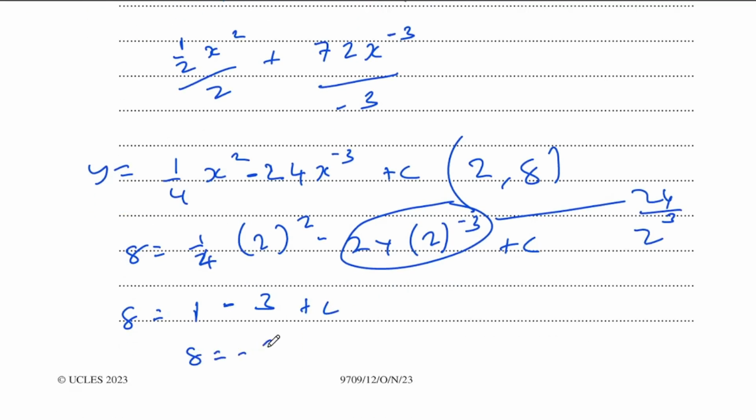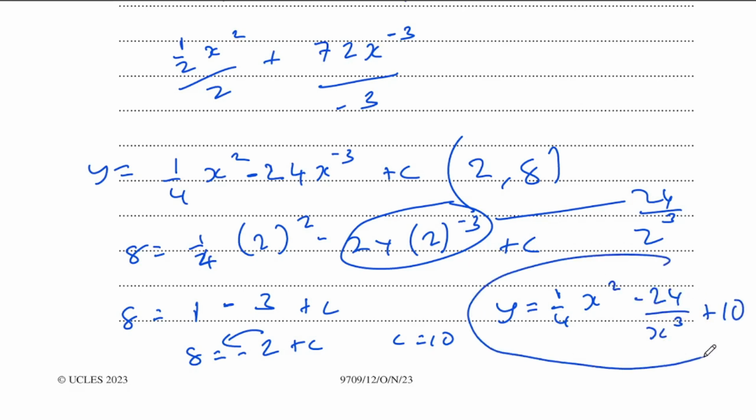And 8 equals negative 2 plus c. Take this to the other side. c equals 10. And so we end up getting y equals 1 over 4 x squared minus 24 over x cubed plus 10. And that's going to be our equation of the curve.